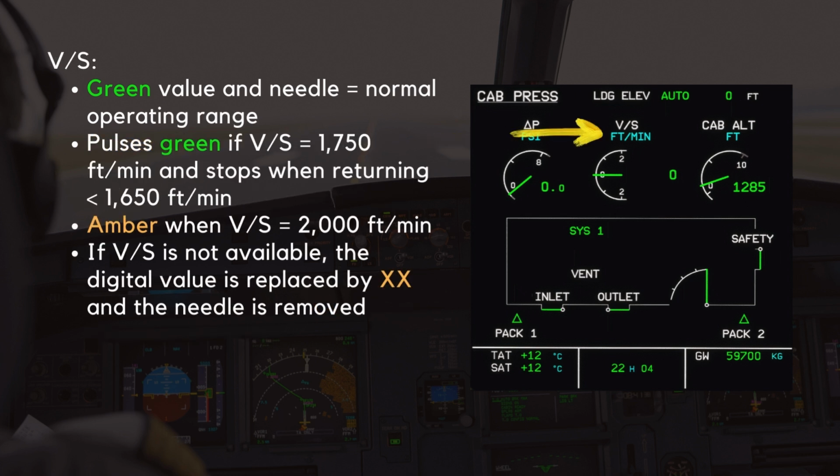The cabin vertical speed needle and digital value are normally green when the cabin vertical speed is within its normal operating range. It pulses green when the cabin vertical speed reaches 1,750 feet per minute and stops flashing when returning below 1,650 feet per minute. The indication turns amber when the vertical speed is greater than 2,000 feet per minute. If the vertical speed indication is not available, then the digital value is replaced by two amber crosses and the needle is removed.